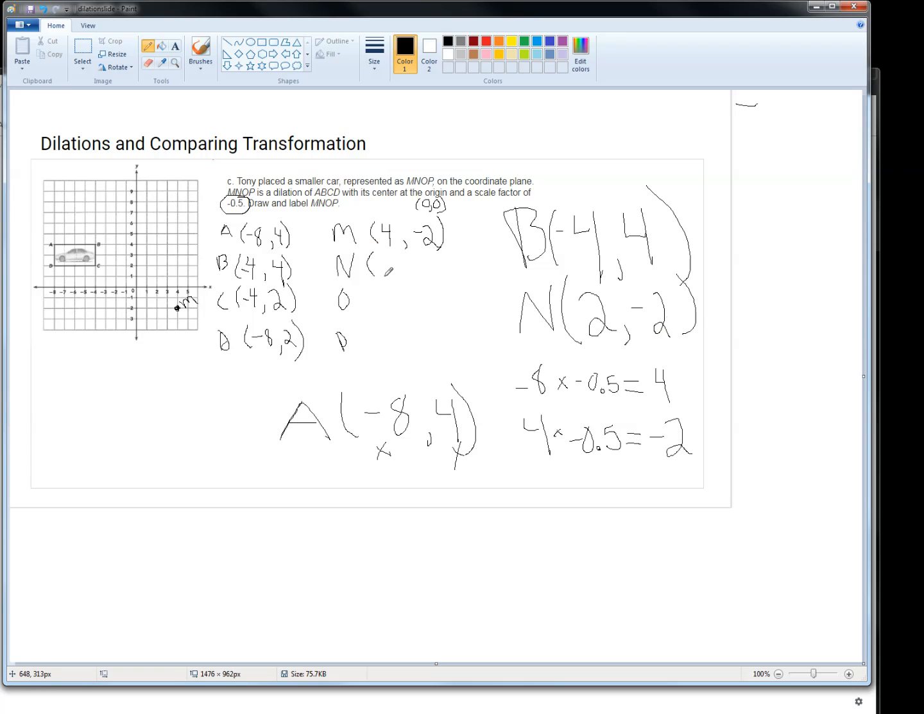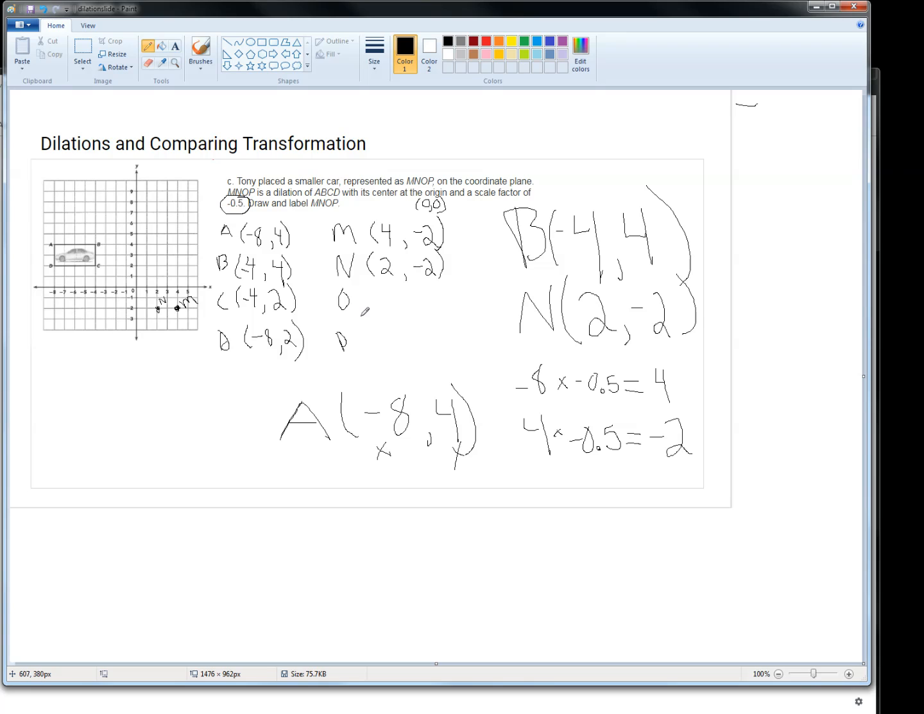Okay, I'm going to record this over here on our little data sheet. And then go over here. We've got 2, negative 2. That's our point N. It's important to label these points as you go. Dilations can be confusing, so you need to label each point as you go. Make a nice little chart like we made here.